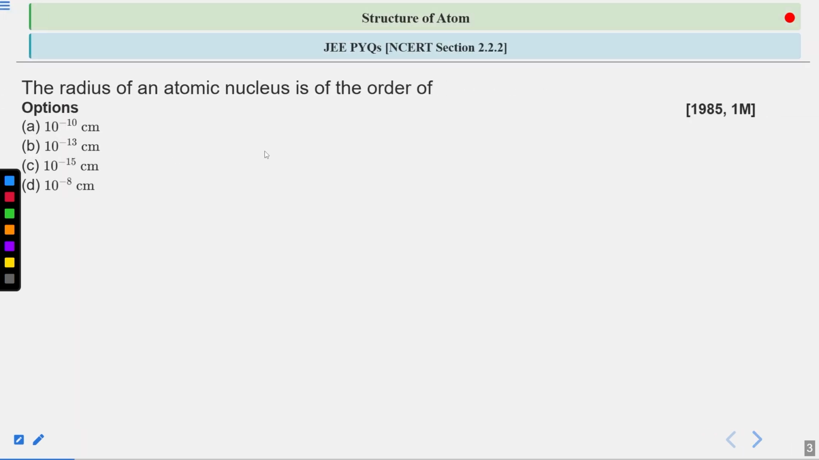The first question is saying that the radius of an atomic nucleus is of the order of, so there are 5 values given in centimeters. This was asked in 1985 for 1 mark. Your time to solve this question starts now.